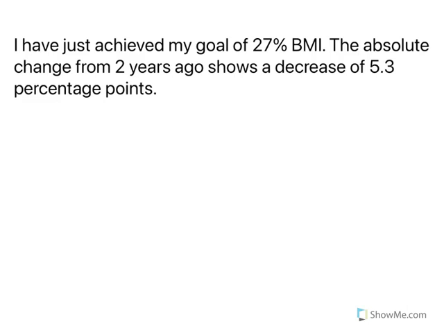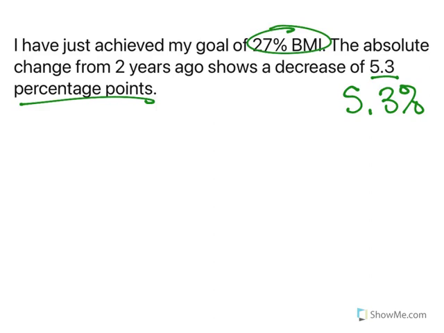So let's just think about this. I just achieved my goal of 27% BMI. The absolute change from 2 years ago shows a decrease of 5.3 percentage points. Now, when it says 5.3 percentage points, we could also write that as 5.3%. This is the idea, that sometimes percents are just numbers. This 27% BMI, that's just a number. So that's why we sometimes say percentage points, because then you think of it more as points and not just as percentages.